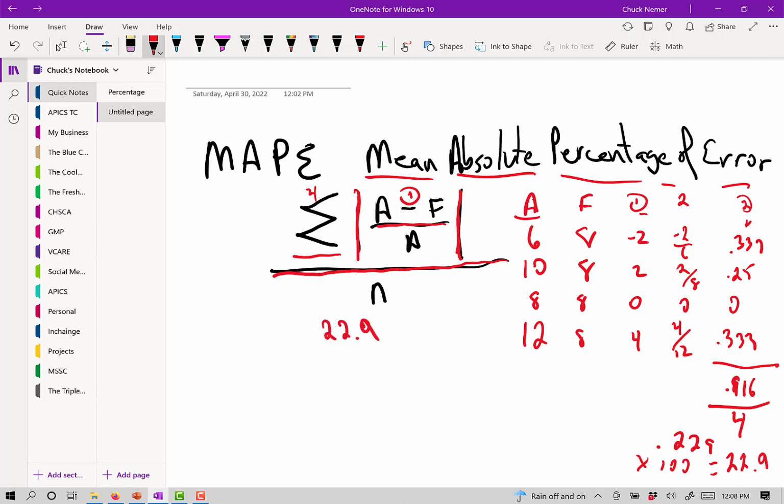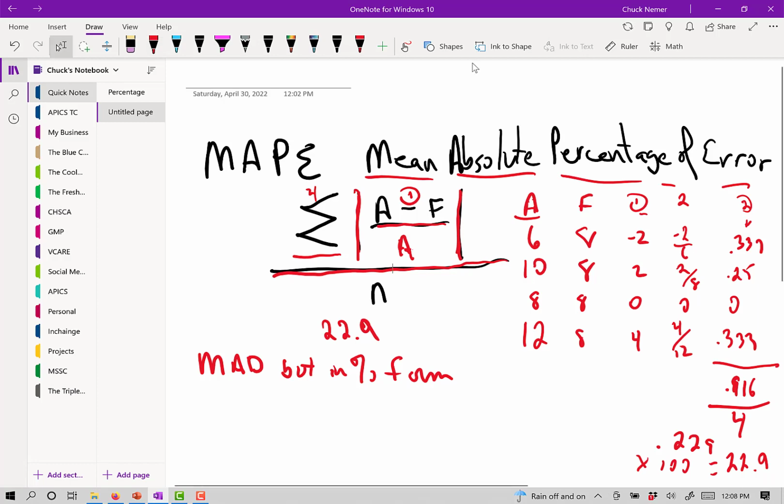Another way you can look at MAPE is this. MAPE is mean absolute deviation, but in percentage form. Because if you look up on top, had we not divided by A, I'll show you that right there, just A minus F, had we not done that, then we would have been using the formula for MAD. So MAPE is MAD, but in percentage form.